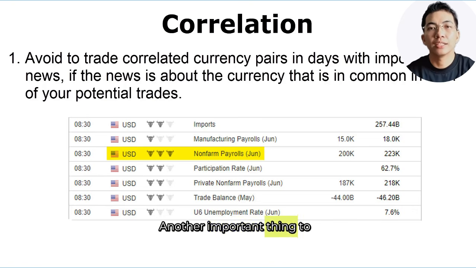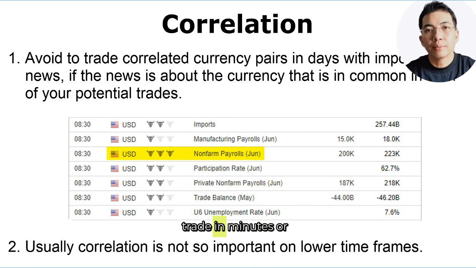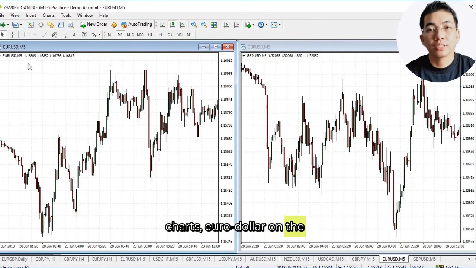Another important thing to consider is the time horizon for your trade. Usually, correlation is not so important if you plan to close your trade in minutes or hours. It becomes more important if you're planning to keep your trade open for days or weeks. Here we have two charts, euro dollar on the left and pound dollar on the right.